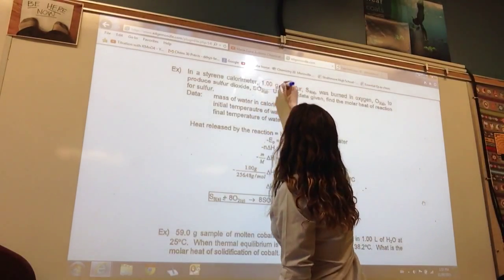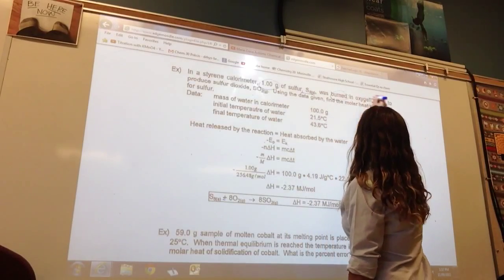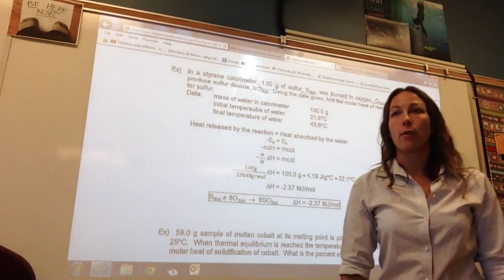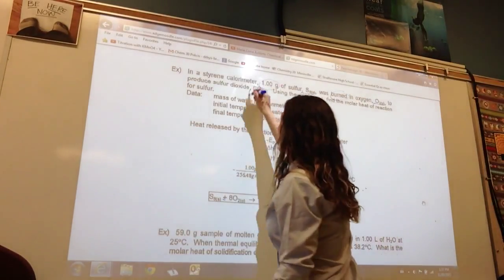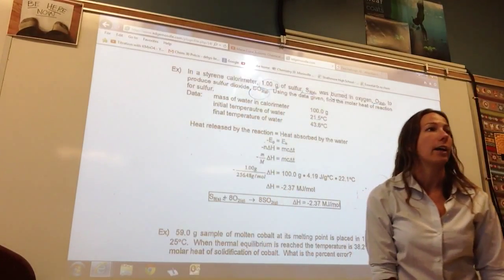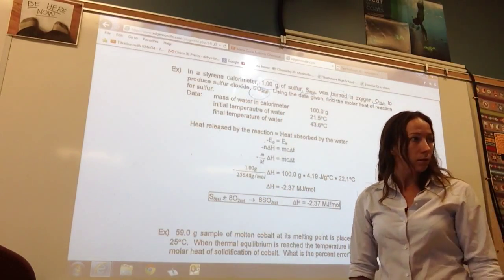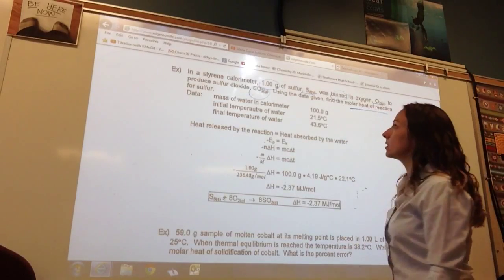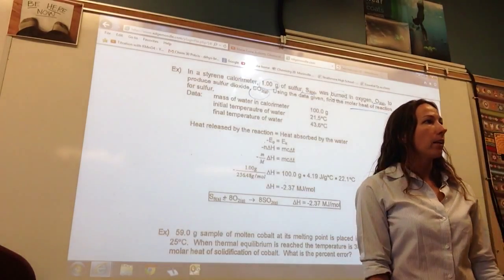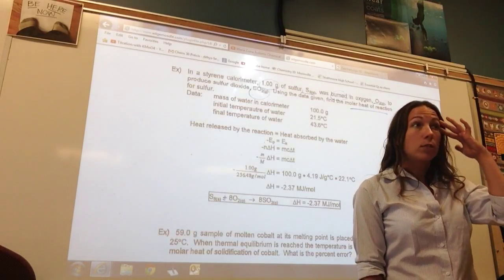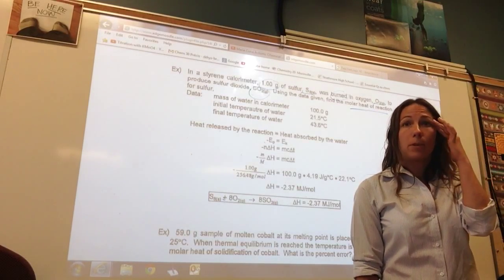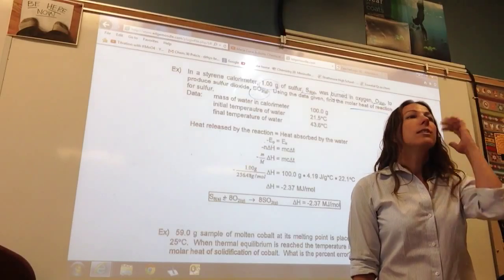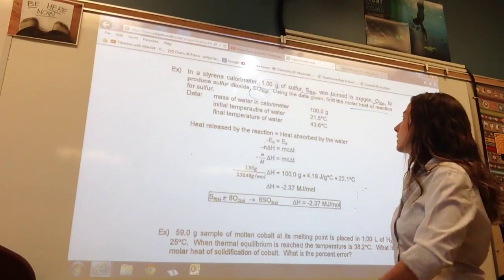They're going to use 100 grams of sulfur. They're going to burn it in oxygen in this styrofoam cup. And they're going to produce the poisonous sulfur dioxide gas. Okay, you with me? And they would like to know the molar heat of reaction of sulfur. Now imagine how hard that is to figure out. Those delta H's have all been given to you up until now. This is how they figure them out.